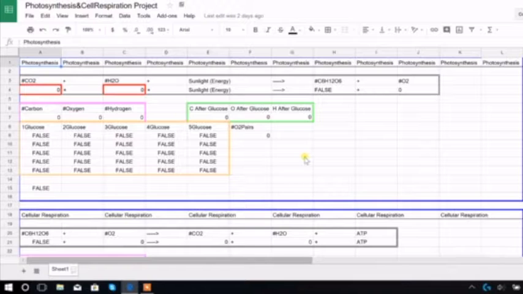We're here to talk about my photosynthesis project. What I did is I made a calculator in Google Sheets, as you can clearly tell.